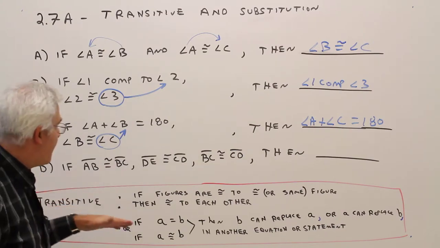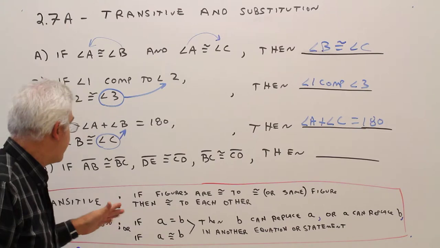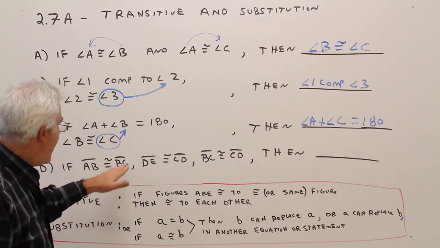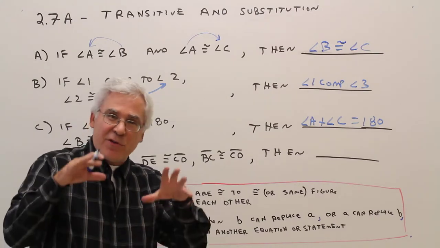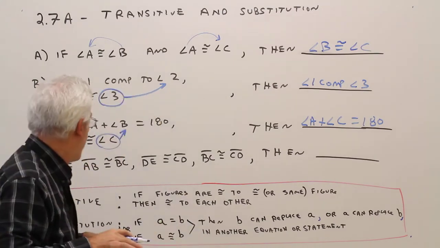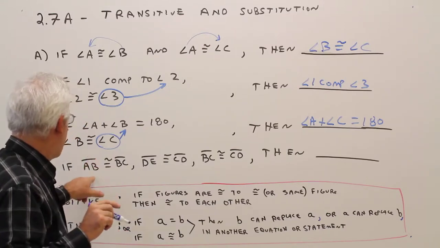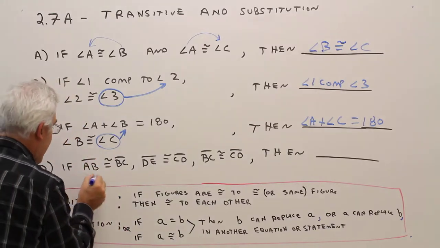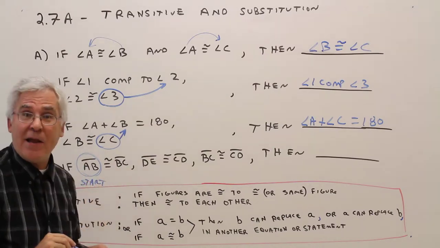Okay, let's look at D. Looks like a flow of congruences here. So AB to BC, DE to CD, BC to CD. I just like to establish a good starting point and ending point. So I look for things that are only mentioned once. That's AB. So why don't we start there and see where we can end up.